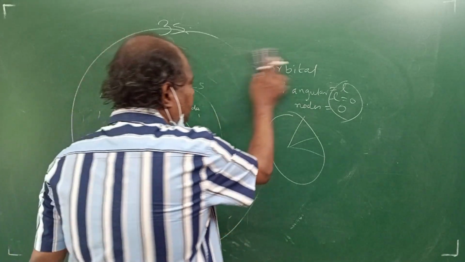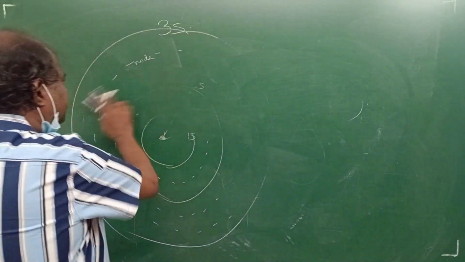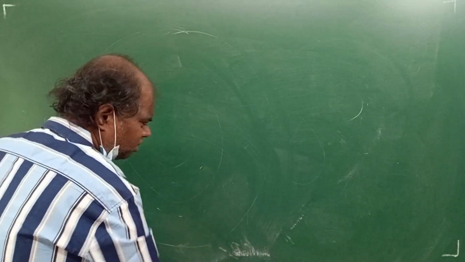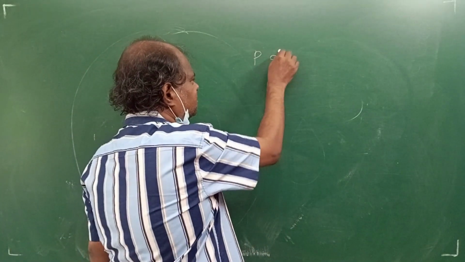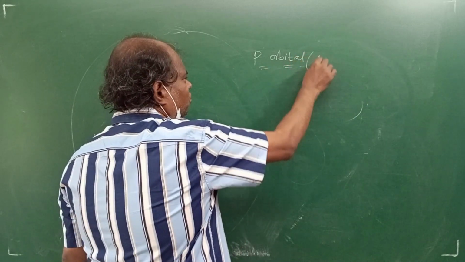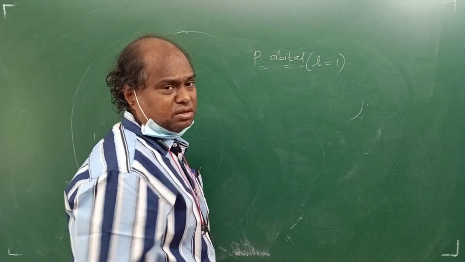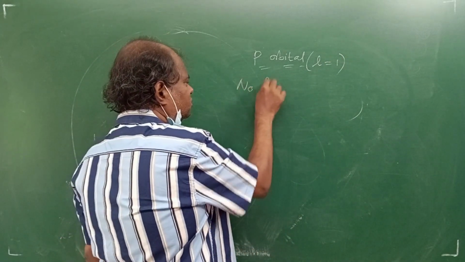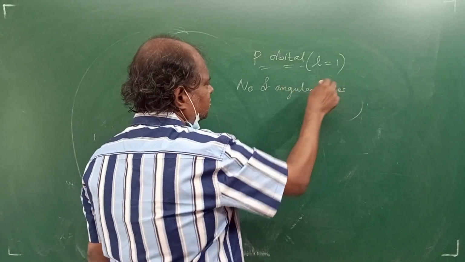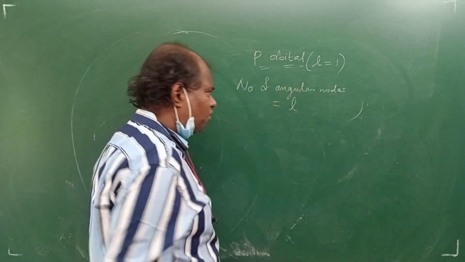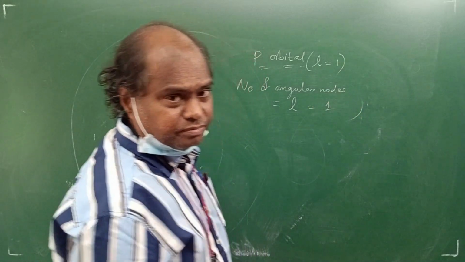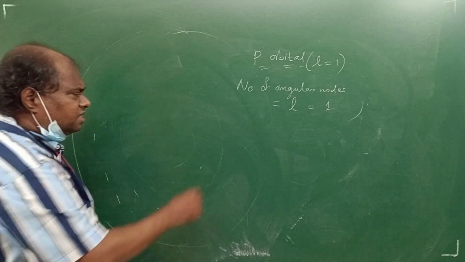Fine. Now let us come to p orbital. Students, for p orbital, you will get an angular node. Just see how. For p orbital, L is equal to 1. So number of angular nodes, just now I told one formula, is L, right? So p orbital, you will have one angular node. Let's see what that is.